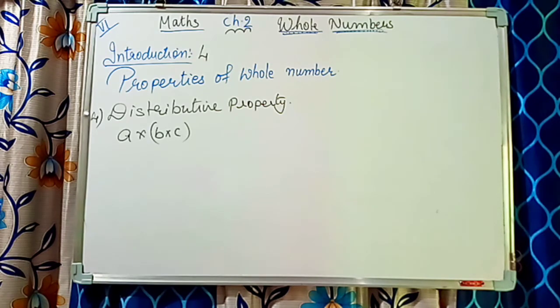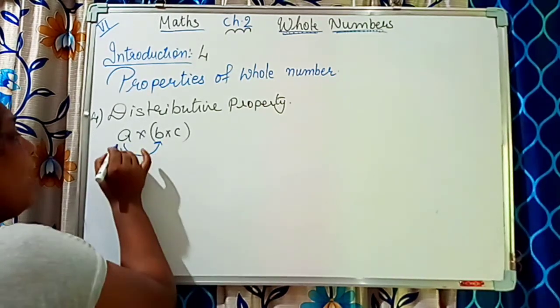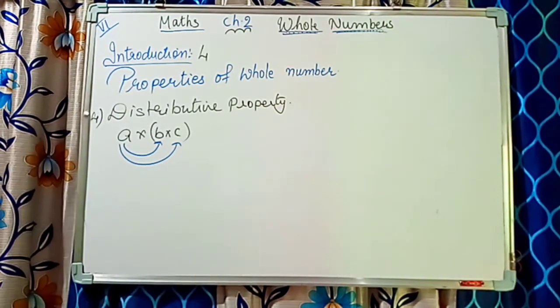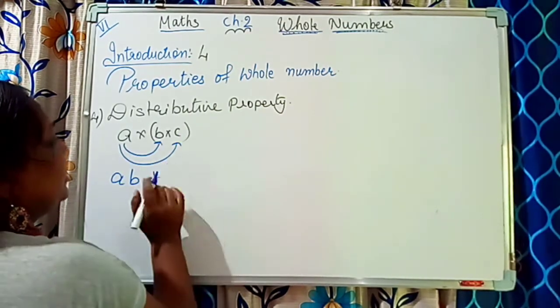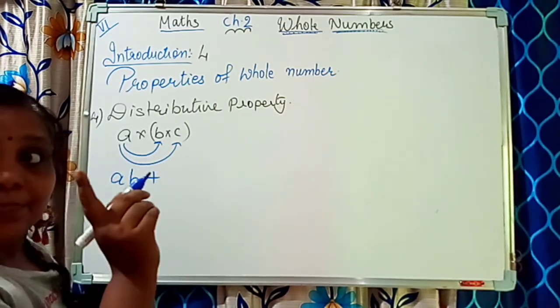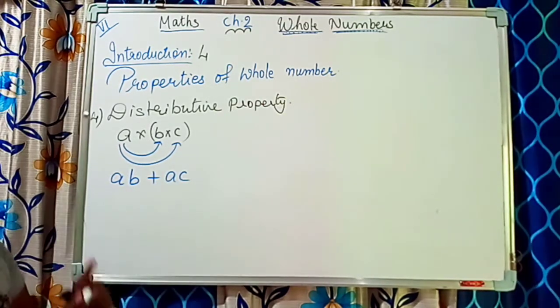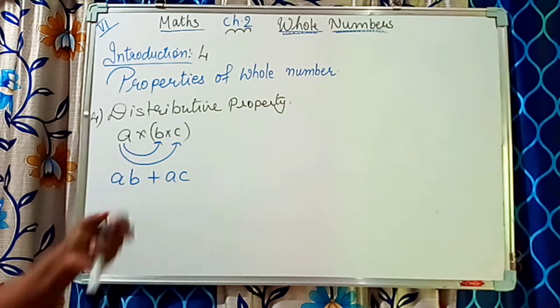See A into B plus C. Okay. First we will multiply A with B. Then we will multiply A into C. Okay. That means AB plus AC. Okay. This way the formula comes. So for the example it is there.